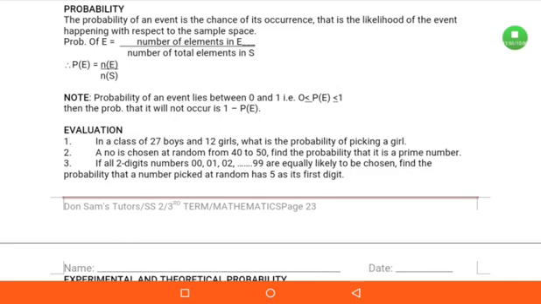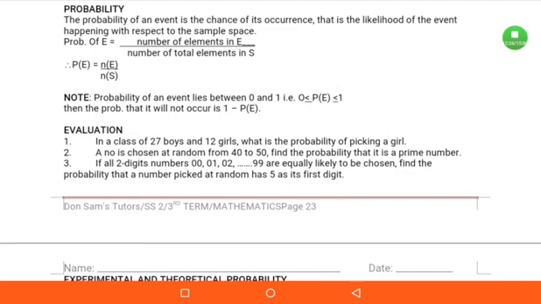Now question 2. A number is chosen at random from 40 to 50. Find the probability that it is a prime number. Fine. In this case, you find your S first. What is your sample space here? We have 40 to 50. Now 40 is inclusive, then 41, up to 50, that's 11. 11 is the sample space.